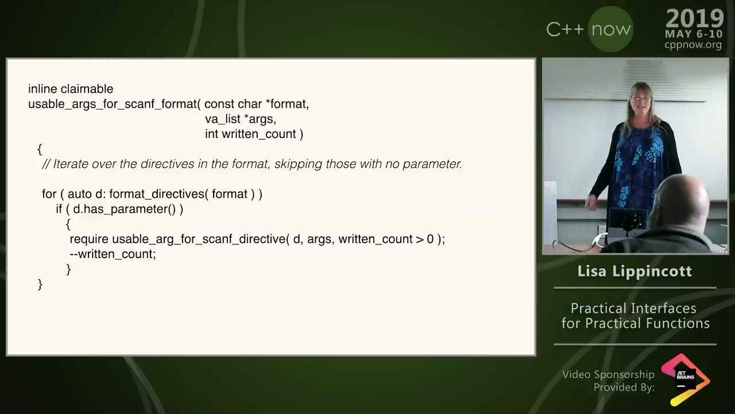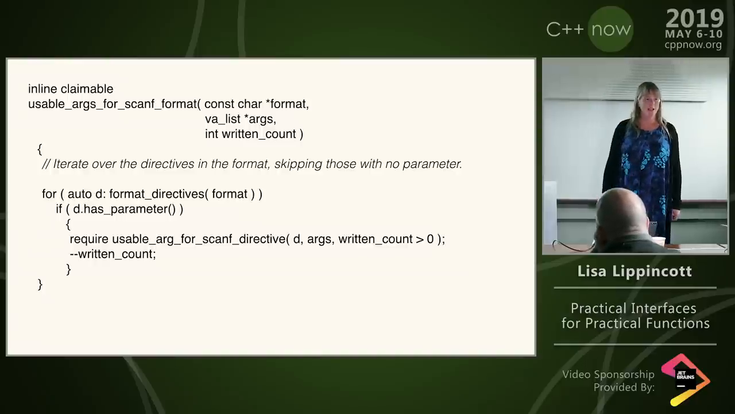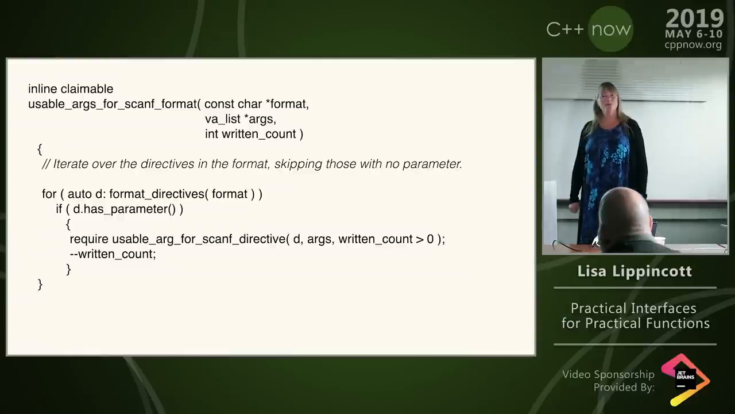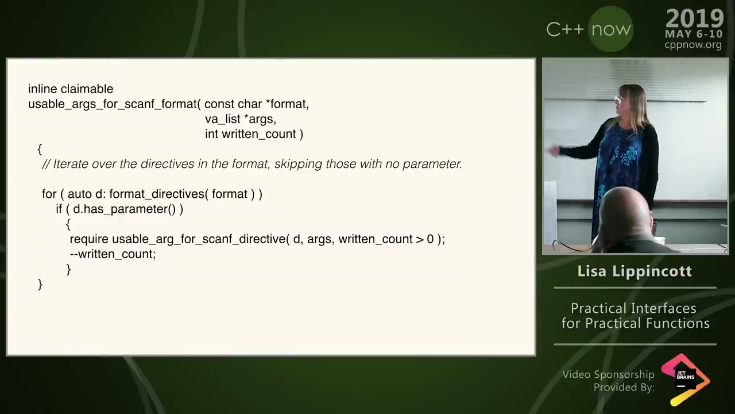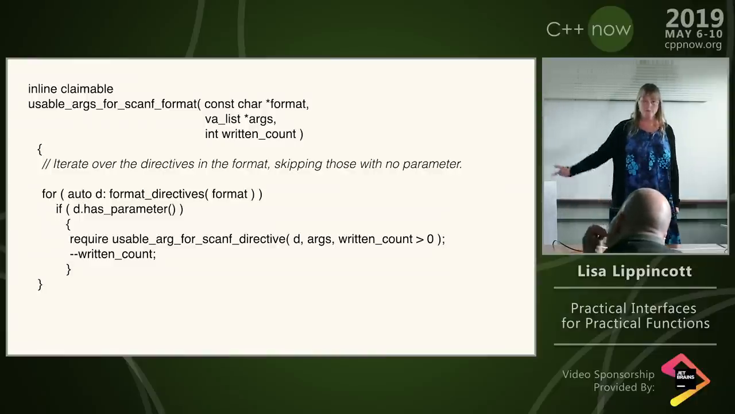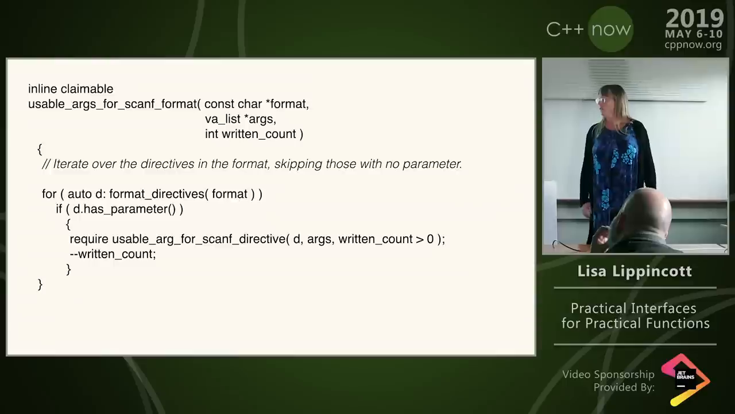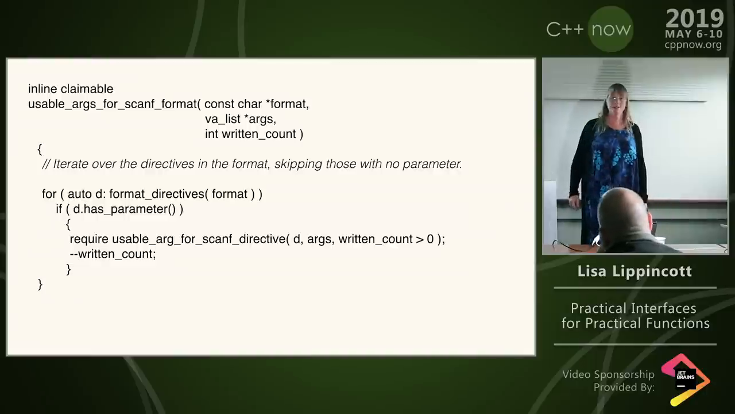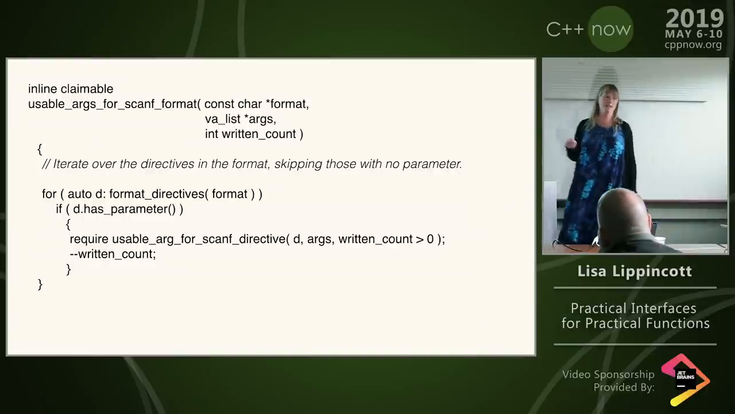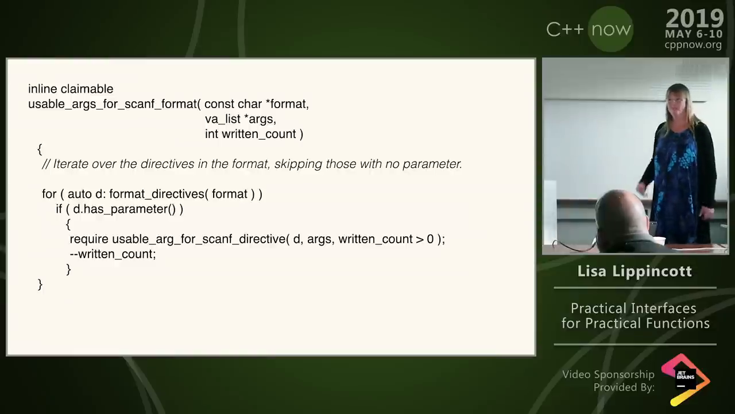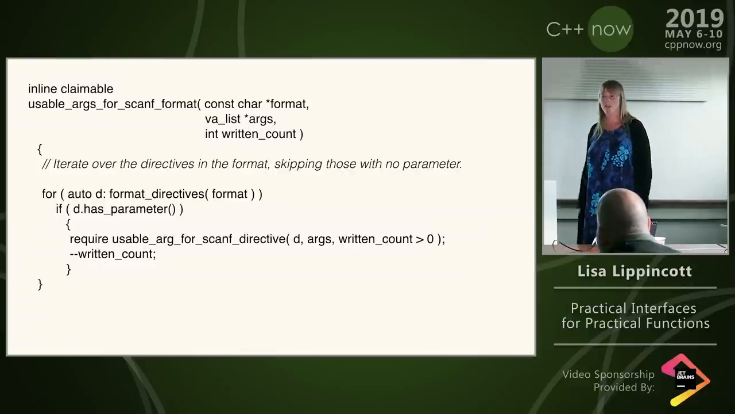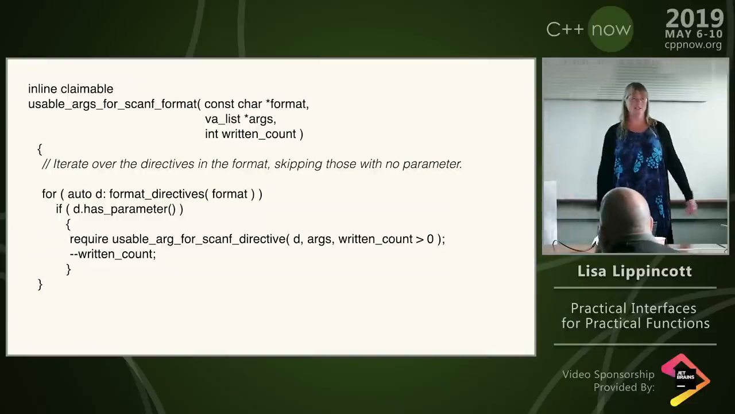You make a fancy range class that iterates over the directives, and that's not all that hard to make. I think anybody here could make a range class that iterates over the directives with a little trouble. And put a test in there to tell which ones have a parameter. And for each one that has a parameter, we will require usable arg for scanf directives for that parameter with a Boolean that tells us whether it's been written to or not. Not very hard. It's work. This is complicated, but it's just the sort of thing that's going to happen inside scanf anyway. If you were writing scanf, you already built this stuff.